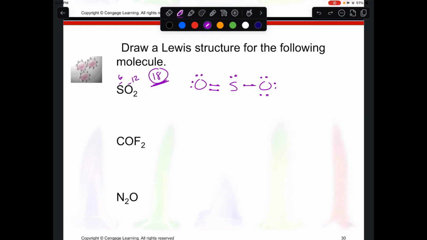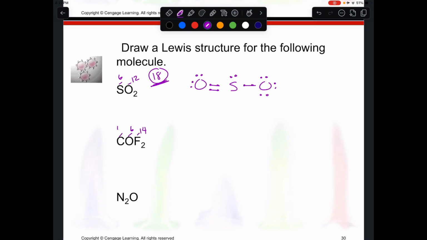Now, I know you're going to say, do I have to double bond the other side? No. Okay. Sulfur, therefore, has 2, 4, 6, 8. It's happy. You do not want to just start double bonding for no reason. Even though it's not symmetrical, that's okay. That's just what it's going to look like.